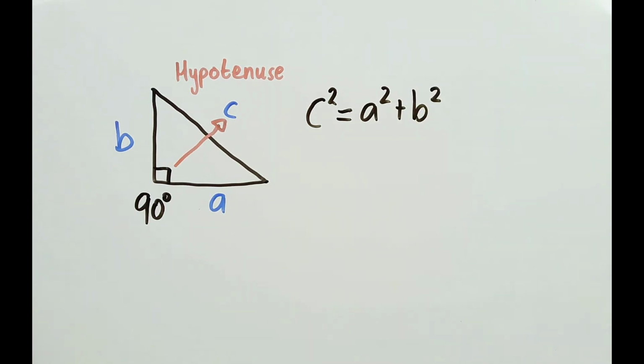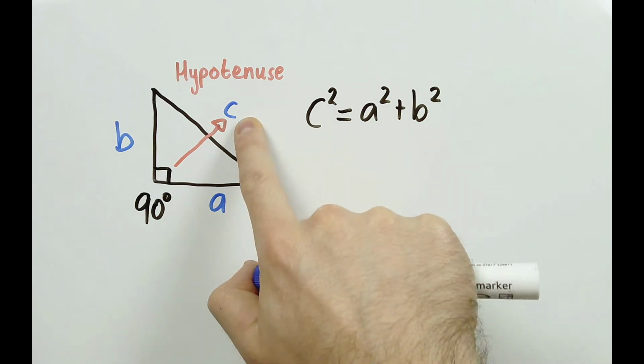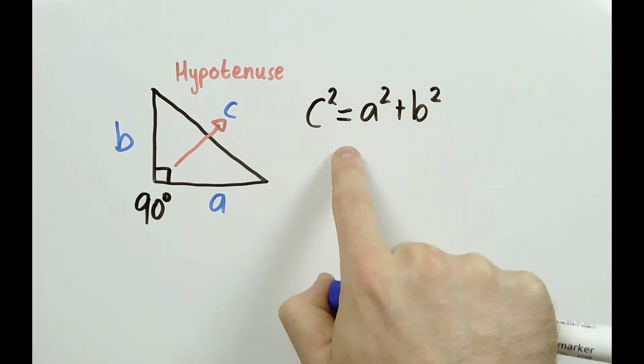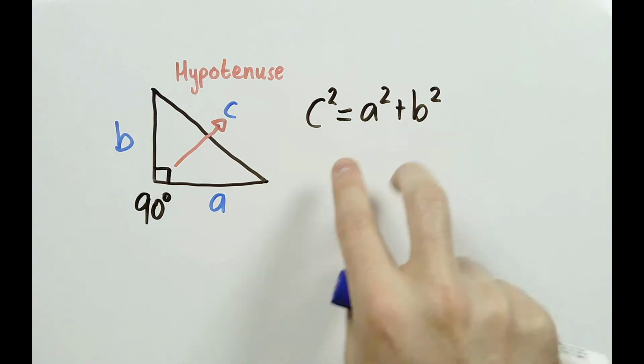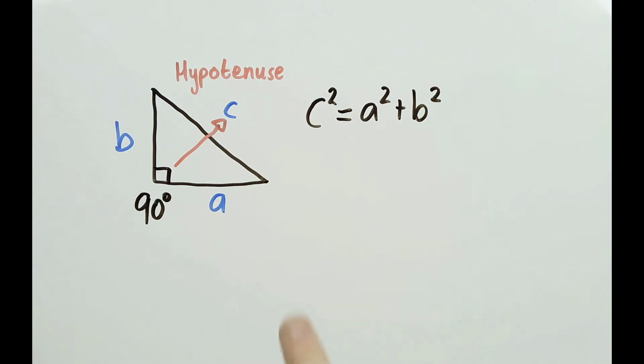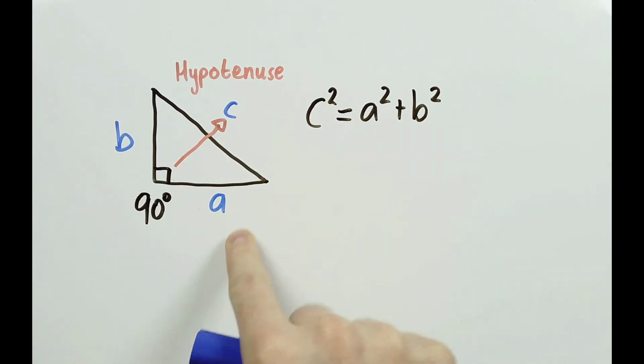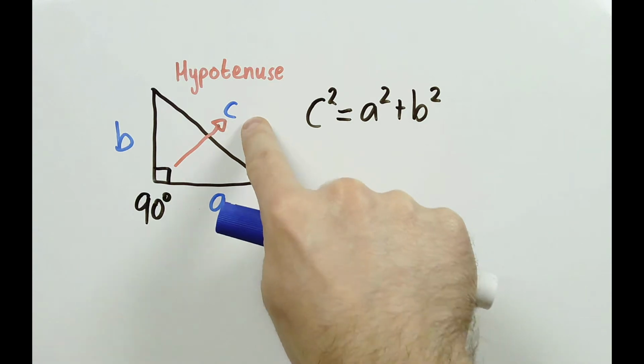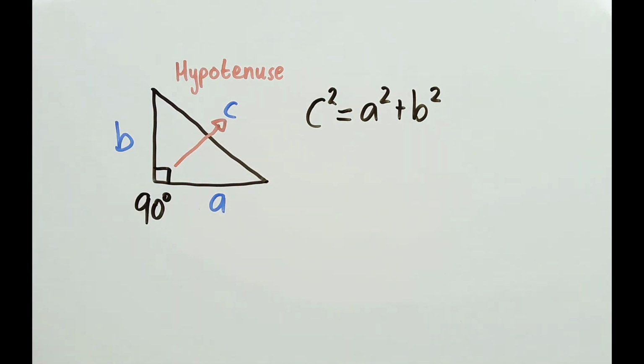So what does this mean? It says that there's a relationship that exists between these three side lengths in a right-angled triangle. It says that the square of the length of the hypotenuse is equal to the sum of the squares of the lengths of the other two sides. So if we find the length of each of these sides and we square them, we'll find that this relationship exists. And this is for any triangle with a right angle.